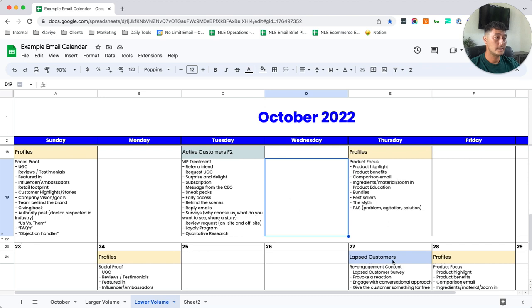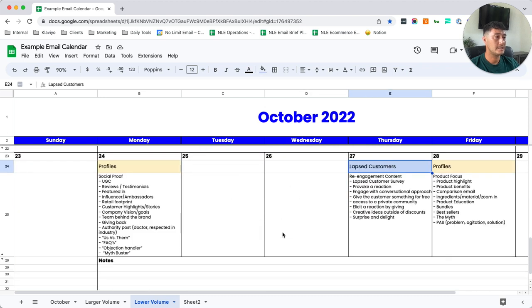And then it goes the same with lapsed customers. Once again, it doesn't have to be once a month. This can be once every 2 months, but just try and re-engage them. Give them a lapsed customer survey to figure out, hey, you used to buy from us all the time. Like in the past 6 months or a year, you've come and bought from us 5 or 6 times. All of a sudden, you disappeared. Like, what did we do wrong? How can we improve? That's kind of what you want to figure out.